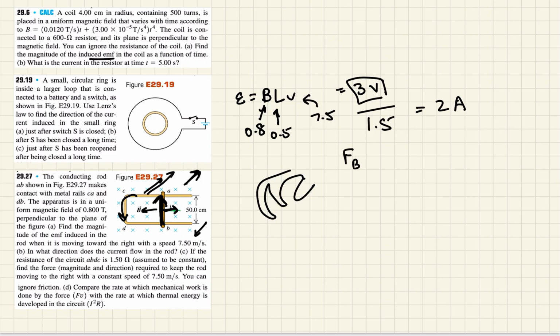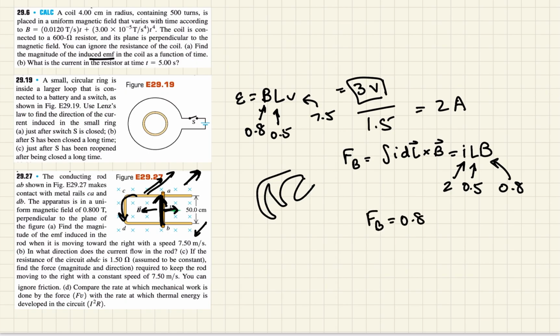Well, we know F_B is equal to the integral of I dl cross B, or just ILB, because there's no angle here. It's perfectly perpendicular, so sine of 90 is 1 again. And there's no weird stuff where you have to actually integrate, so you can just multiply them. Current is 2 amps, length is, again, 0.5 meters, because it's just the rod. And then B is 0.8 Teslas. So you just do 2 times 0.5 times 0.8, which gives you 0.8. So F_B is 0.8 newtons.